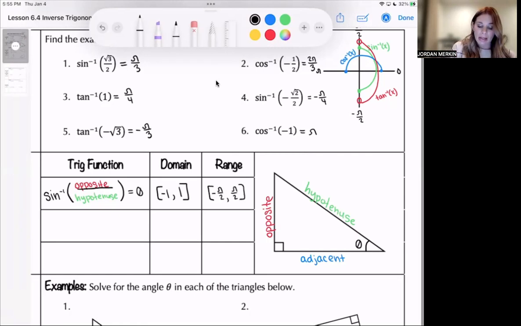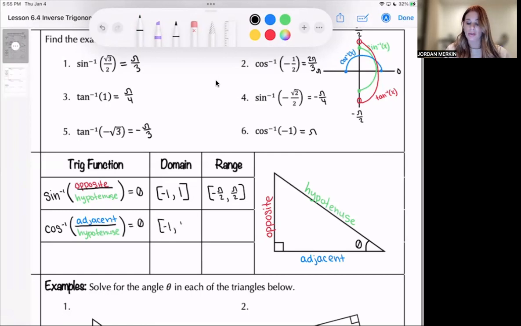Okay, inverse cosine, we plug in the ratio, which would be adjacent over hypotenuse. And that equals your angle theta. The domain would also be from -1 to 1. And then the range is going to be from 0 to pi. Remember, we look in quadrants 1 or 2 for the output angle.